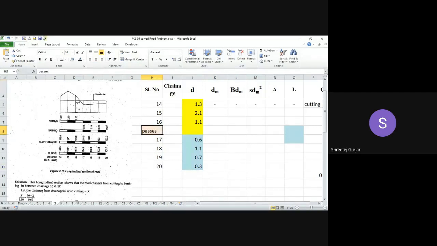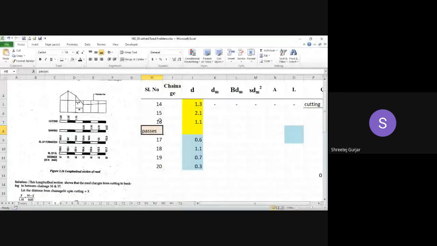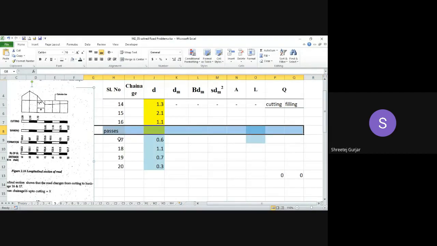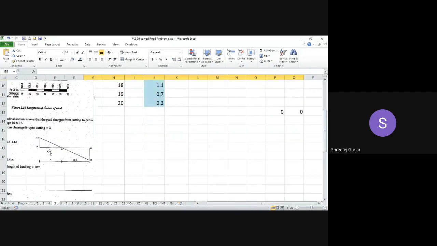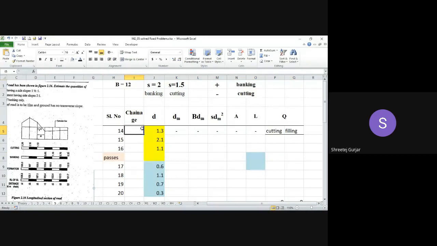As I told you, the 0 depth lies between 16 and 17, so I have added one more row over here. Initially it will not be there, but after you find out where it lies exactly, you can add this. Chainage is starting from 0, and each chainage distance is 30 meters, so I will just continue this. So 60, and this lies where? Can anyone tell me what is the distance here? 60 plus x.